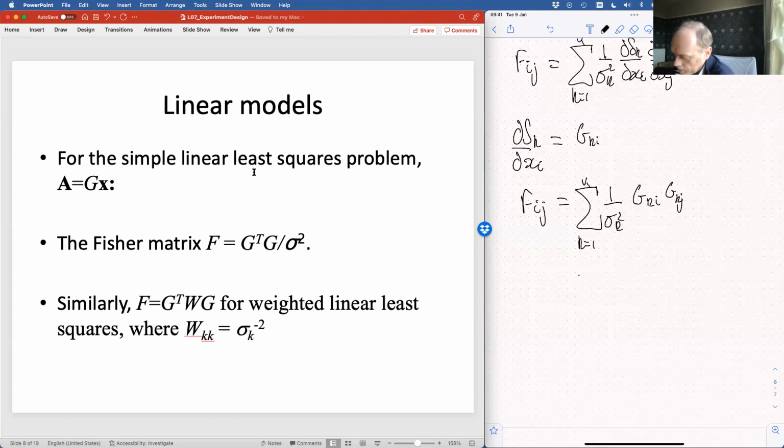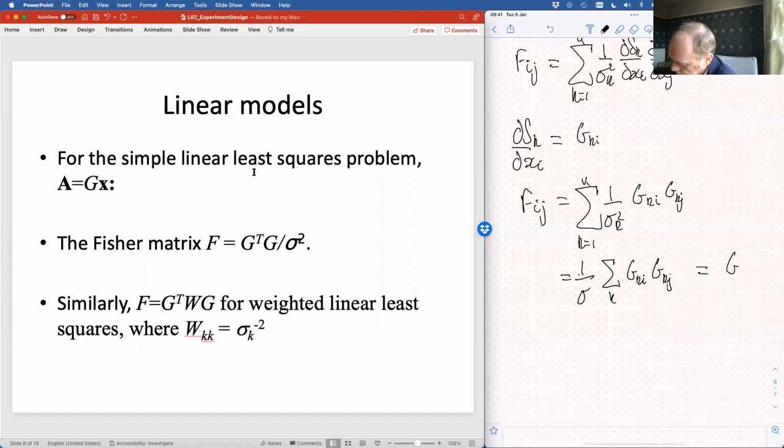okay, and if we then assume that the noise standard deviation is the same on all the measurements, then we can just take that sigma out of the sum. And that's simply the dot product of the ith and jth columns of the design matrix, and so hopefully you can see how that expression for a single element turns into this expression for the whole matrix.